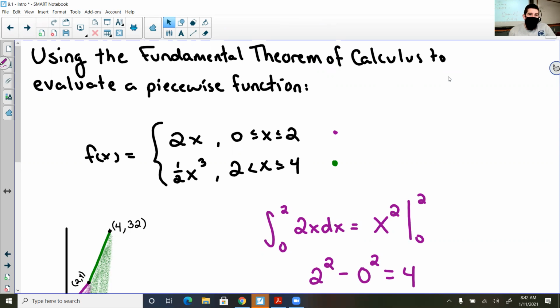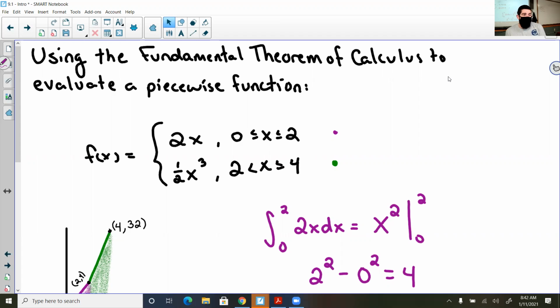I was reminded of this when I was going through my CUDA software that generates worksheets. And in CUDA, they actually reverse part one and part two. So their part one is our part two, and their part two is our part one. So don't try to commit to memory which is part one and which is part two. It's really not that important. What's important is that you know both parts of it.